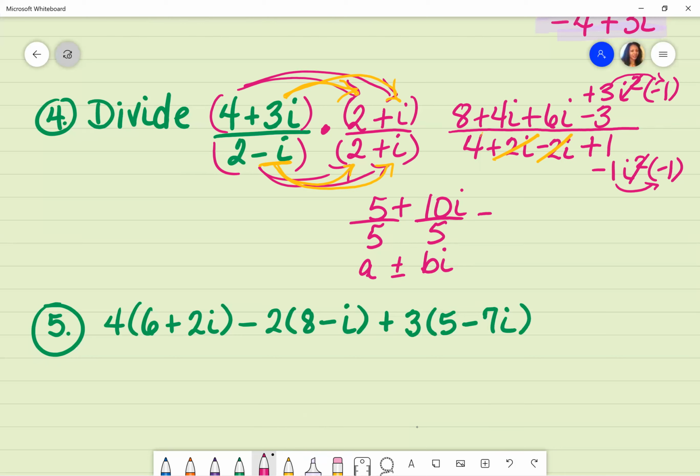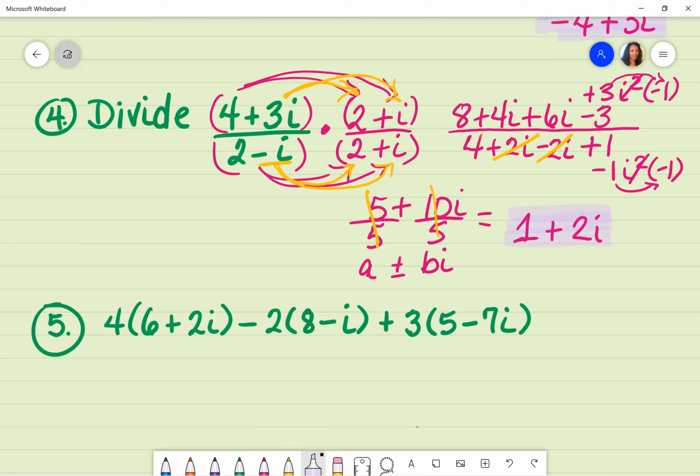But I can simplify this. 5 divided by 5 simply turns into 1. And then 10 divided by 5 turns into 2, but I have an i there. So plus 2i, because I'm taking this sign that's shown in the middle. And that is my final answer.